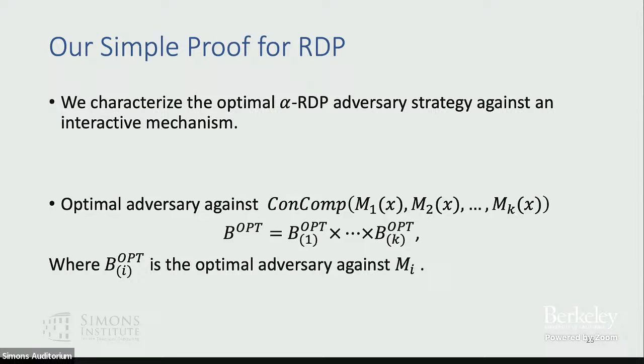So in this way, we can view each mechanism independently, and then we can sum up all the privacy loss, which is identical to the optimal composition for the non-interactive mechanisms. So in this way, we show that we also don't incur any additional loss in the concurrent composition setting for RDP. So I'd like to stop here.